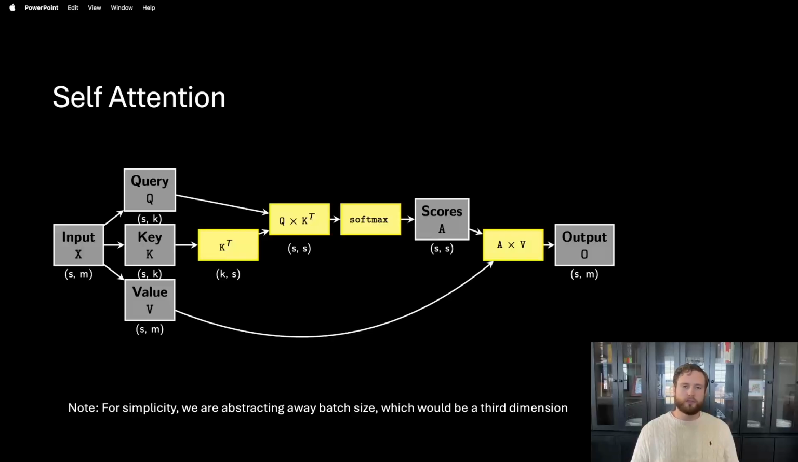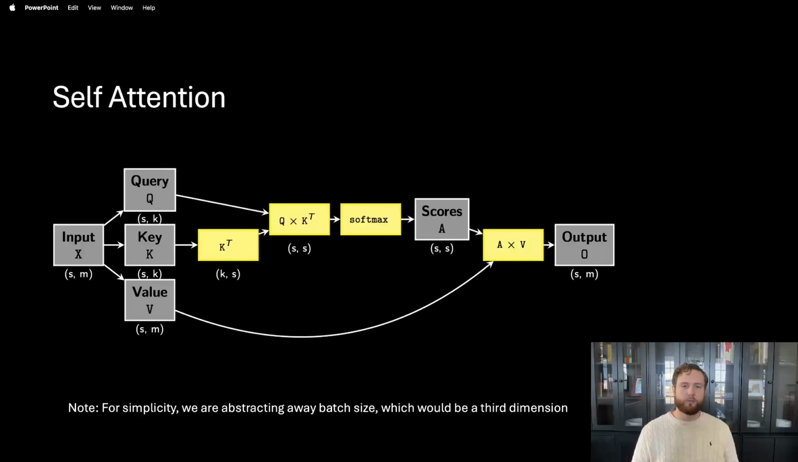A third matrix produces a value V of size sequence length by V. And for self-attention, this V value would equal the model's dimensionality. So V would have the same dimensions as X, which is S by M. But we can think of V as being the fields in our database that we're going to query using the primary keys. The attention layer transposes K so that its dimensions are now K by S.